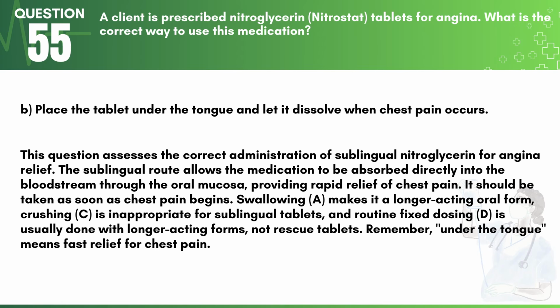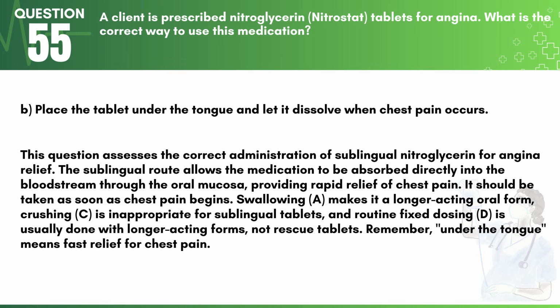Answer, B. Place the tablet under the tongue and let it dissolve when chest pain occurs. This question assesses the correct administration of sublingual nitroglycerin for angina relief. The sublingual route allows the medication to be absorbed directly into the bloodstream through the oral mucosa, providing rapid relief of chest pain. It should be taken as soon as chest pain begins.